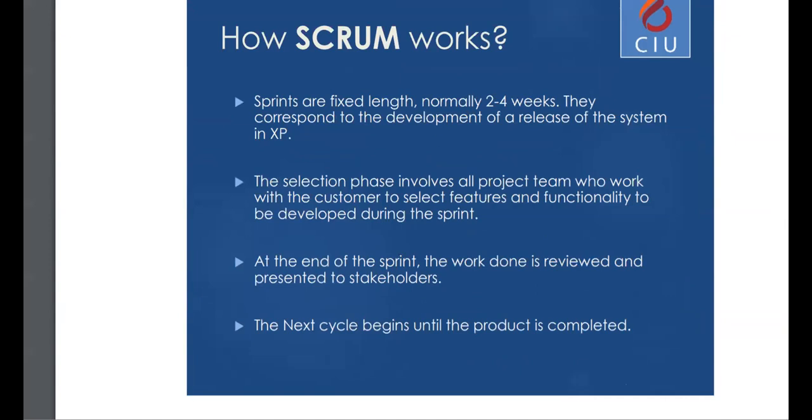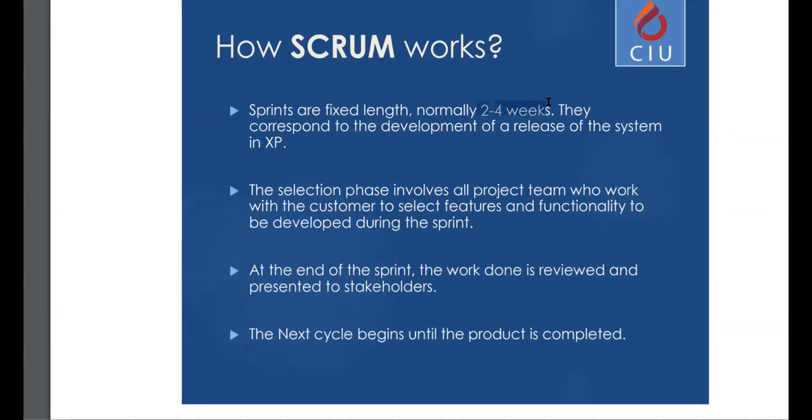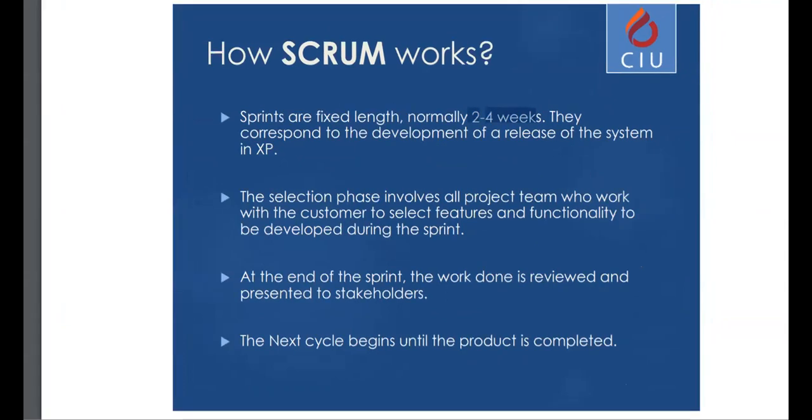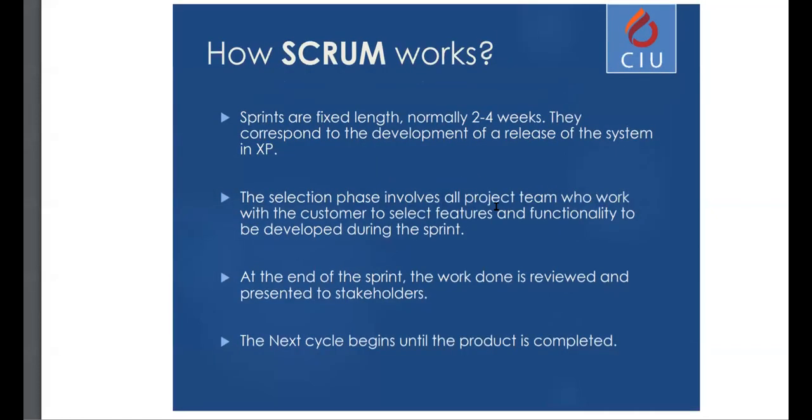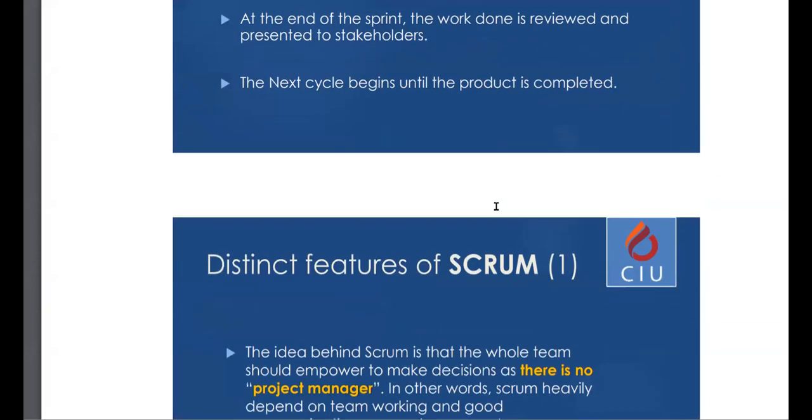So sprint cycles are fixed and normally take 2 to 4 weeks. This is very well aligned with extreme programming. Once this is done, of course, they agree on a release time for the next version, with the XP cycles. The selection phase involves all project teams working with one another, and also working with the customer. At the end of the sprint, the work is done, reviewed, and presented to stakeholders, which is the person who owns the product. And the next cycle begins when that version is obviously done.